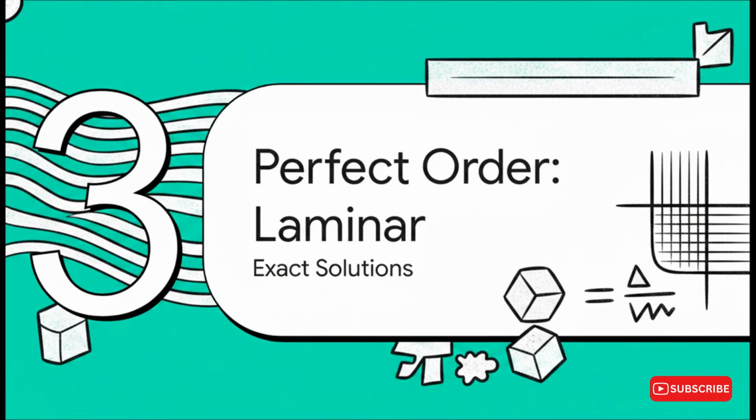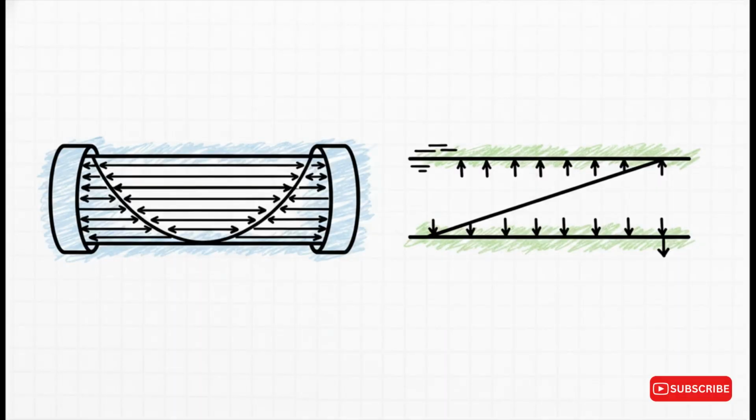Okay, section 3, perfect order, laminar and exact solutions. You see, when flows are perfectly steady and symmetrical, those super complicated nonlinear convective terms, they just disappear entirely. And that allows us to find beautiful, exact mathematical solutions. In these highly orderly regimes, viscous forces act kind of like thick syrup to perfectly balance out pressure and shear. And the result? Incredible geometric shapes right in the real world.